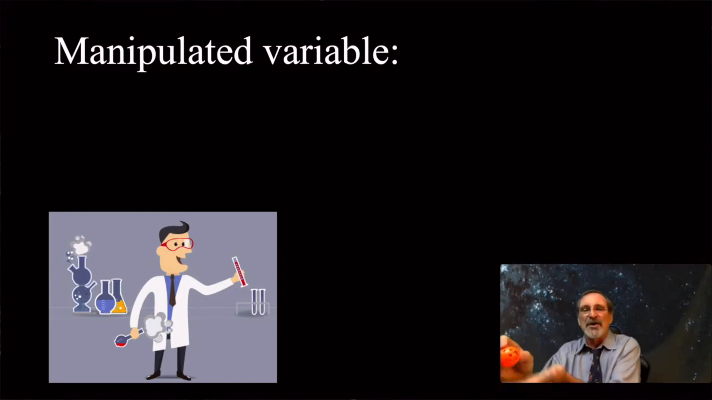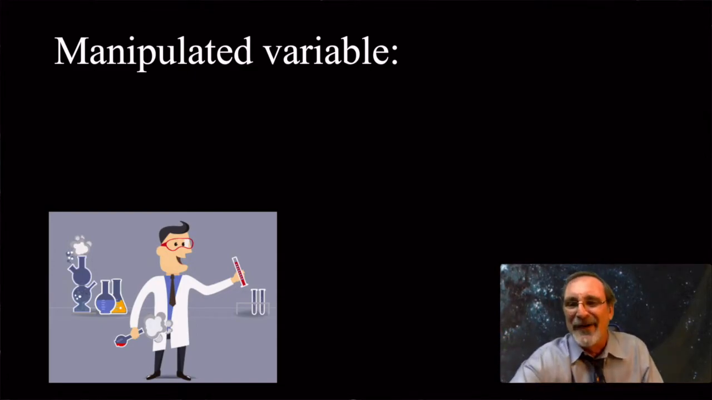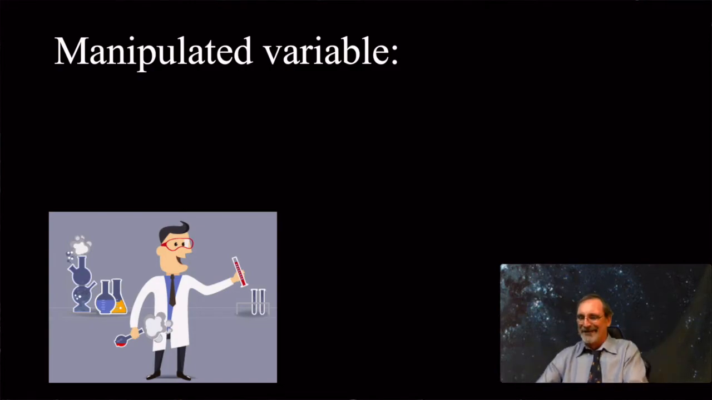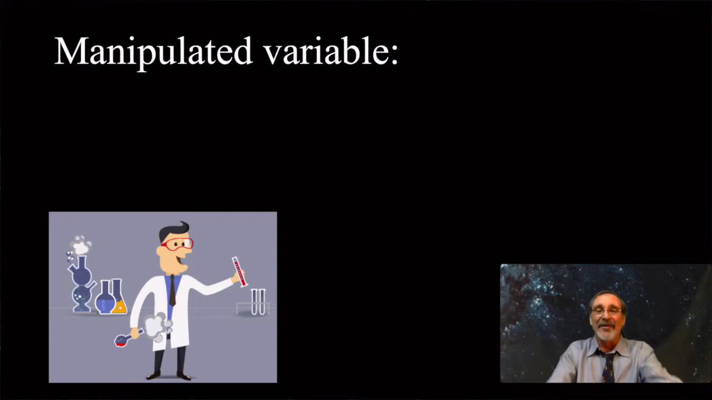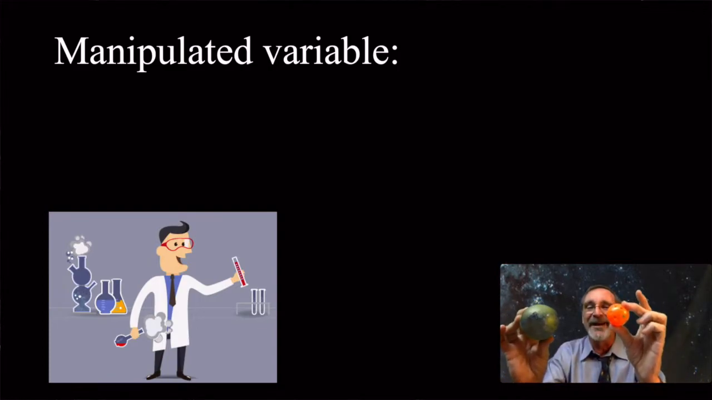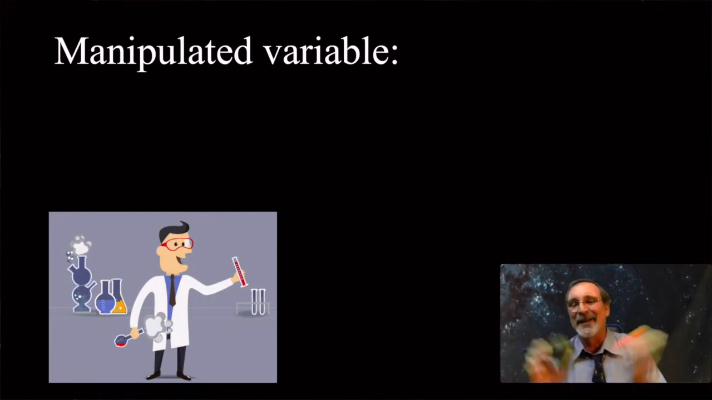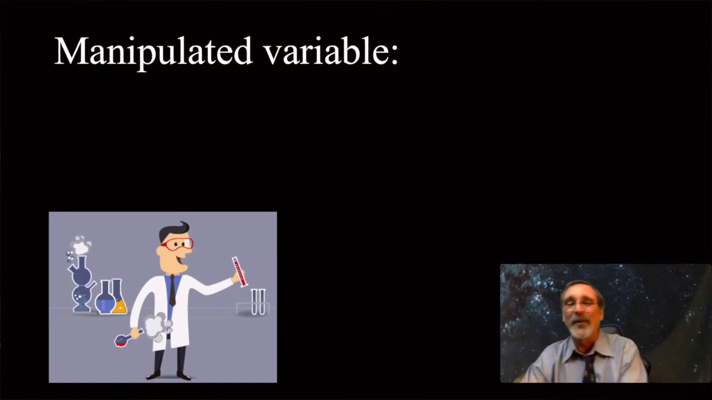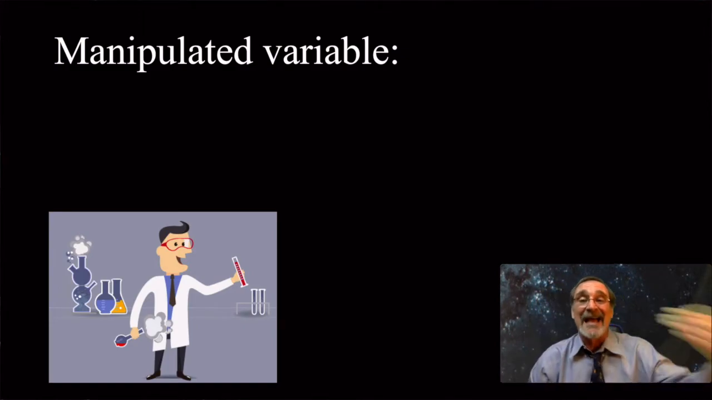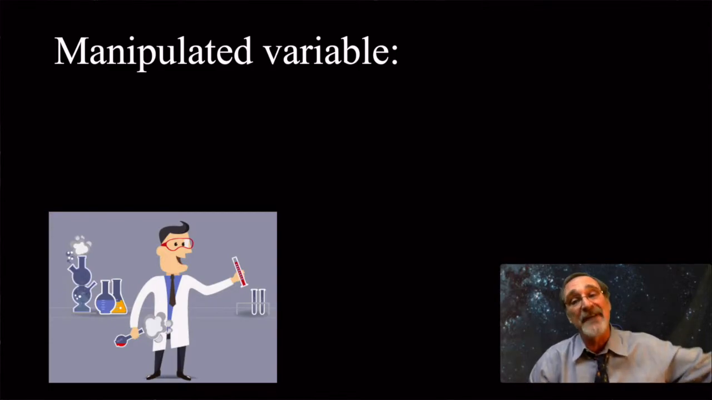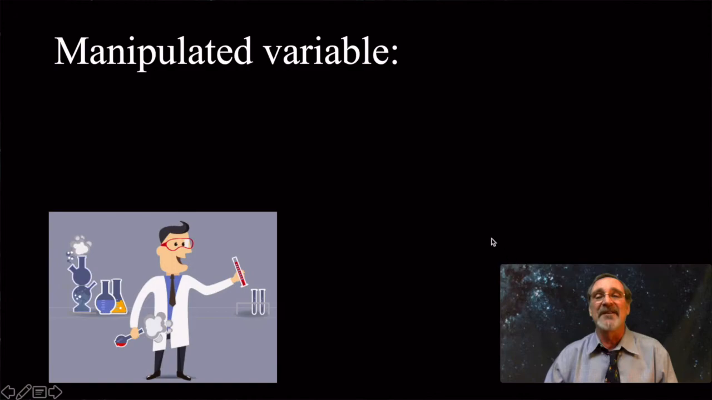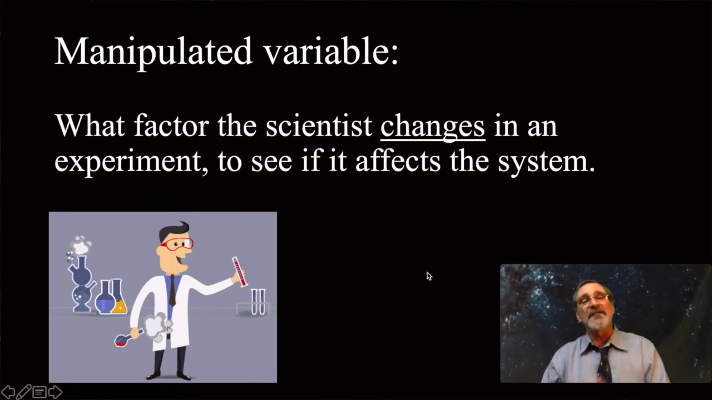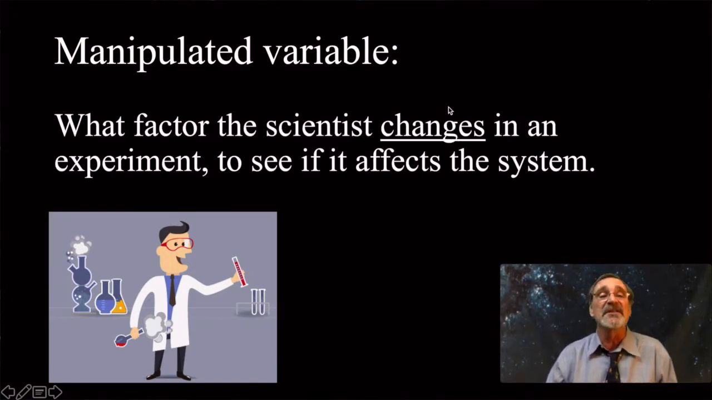If you're trying to find out, oh, I don't know, if different balls bounce the same height, well, the difference would be the balls, right? And so those would be the manipulated variable. Whatever it is you're actually trying to ask the question about, to see if it has an effect on something else. Okay? And so write the definition down. Boom. This is the factor the scientist changes in an experiment to see if it affects the system.